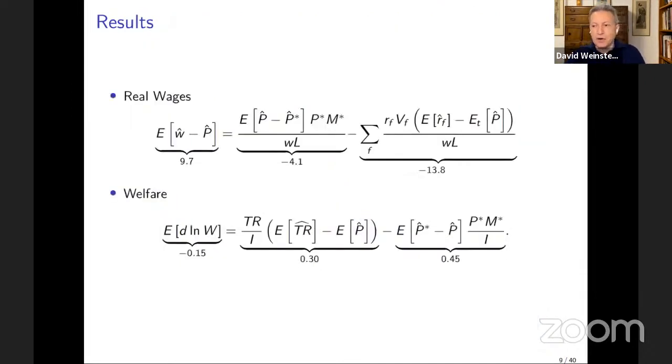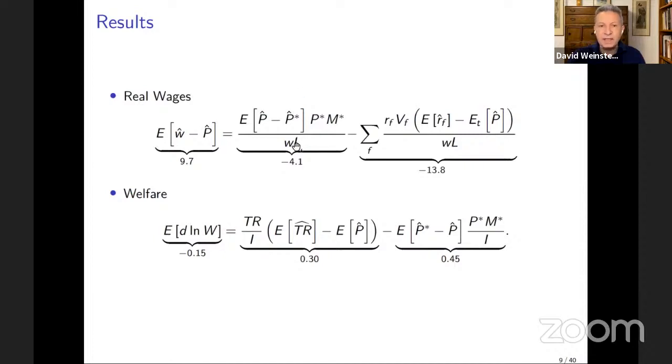Okay, I don't have much time, so I just want to finish up by giving you the main results. What happened to real wages? What were the forces pushing real wages around? We find that expected real wages rose by 9.7%, and that's reflecting 2 different forces in play. The first is the direct effect of higher import prices, so that's this term over here.